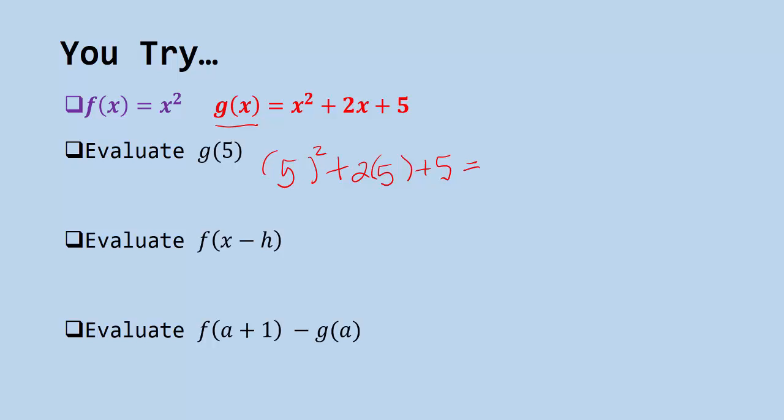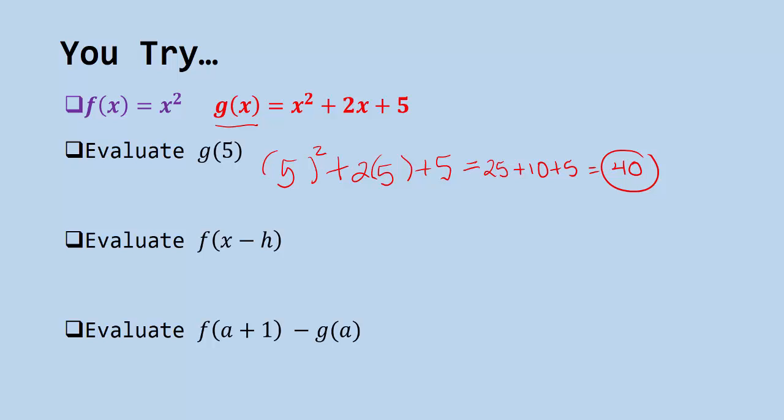5 times 5 is 25. 2 times 5 is 10, plus 5. So my final answer, 25 plus 10, 35 plus 5 is 40. Anytime I have just a number inside the parentheses for the function, that means I should end up with just a number for the answer.